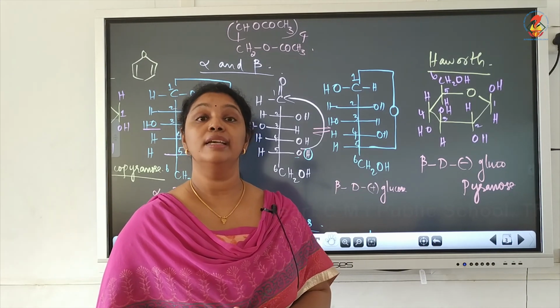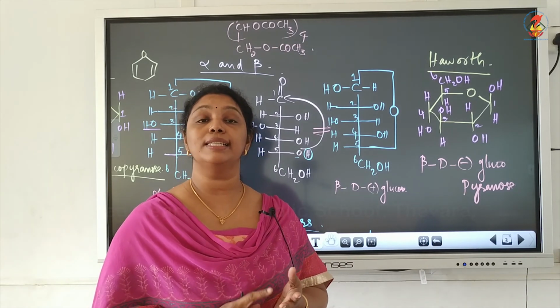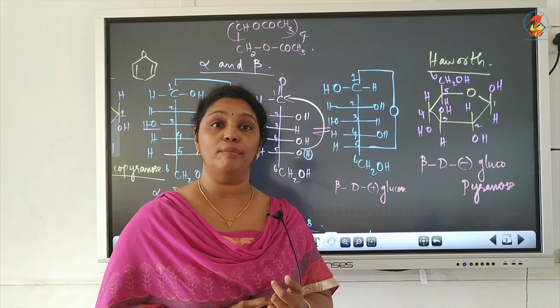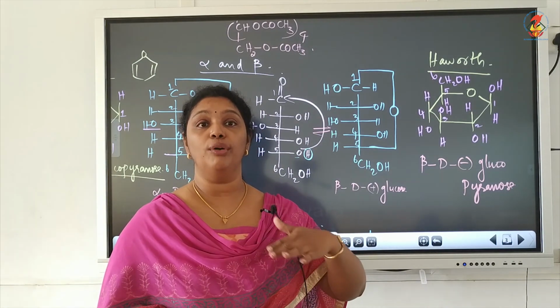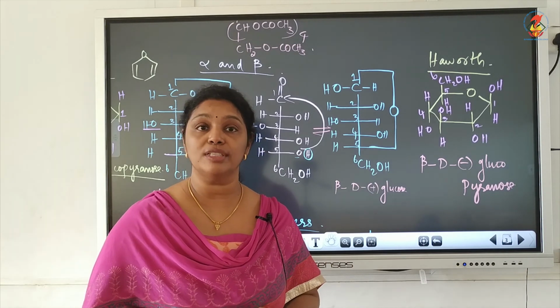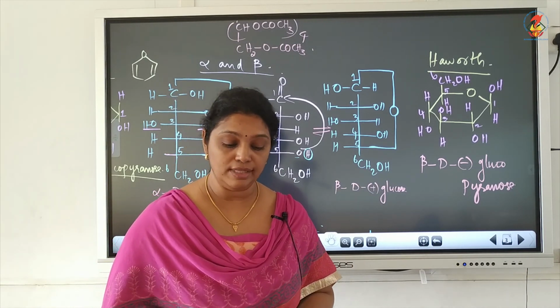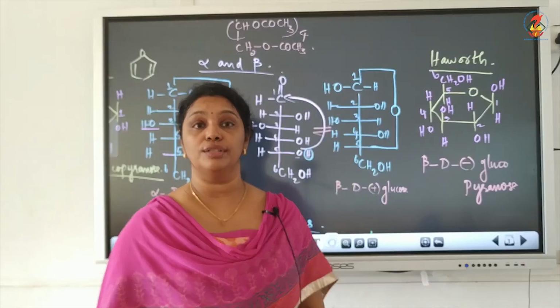So these are the 3 structures. First is the Fischer structure or open structure. Second is the cyclic hemiacetal structure, which is formed by the addition of the OH group at the 5th carbon to CHO. And the last is the Haworth structure or pyranose structure of glucose. Okay, so with this we complete the structures of glucose.